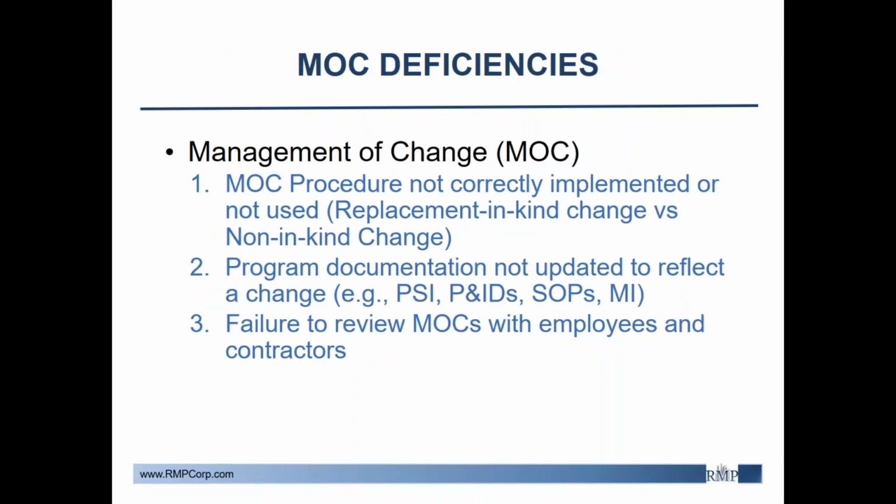There are three main deficiencies associated with MOCs, and we'll discuss each one in detail. The first one is the MOC procedure is not correctly being implemented or not used, such as confusion over replacement in kind versus not in kind change. Second, program documentation not updated to reflect a change, such as PSI, P&IDs, SOPs, and mechanical integrity. And third, failure to review MOCs with employees and contractors.